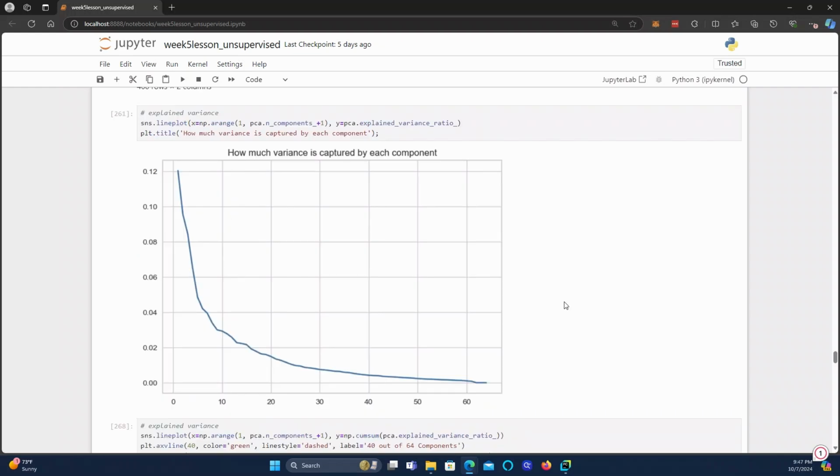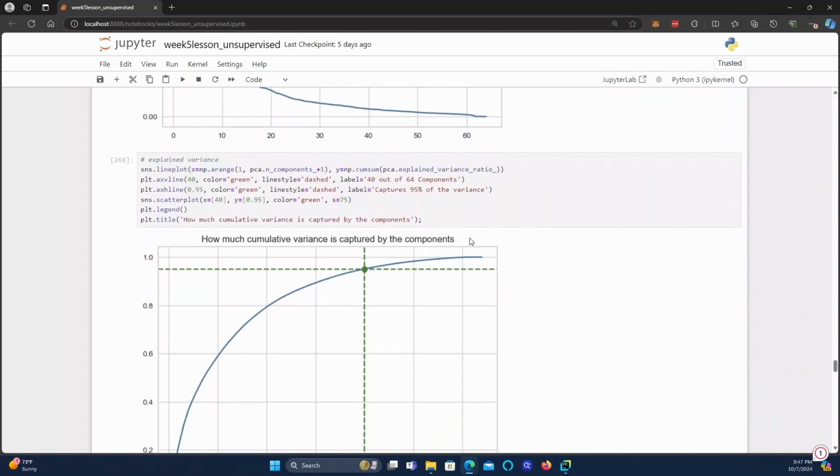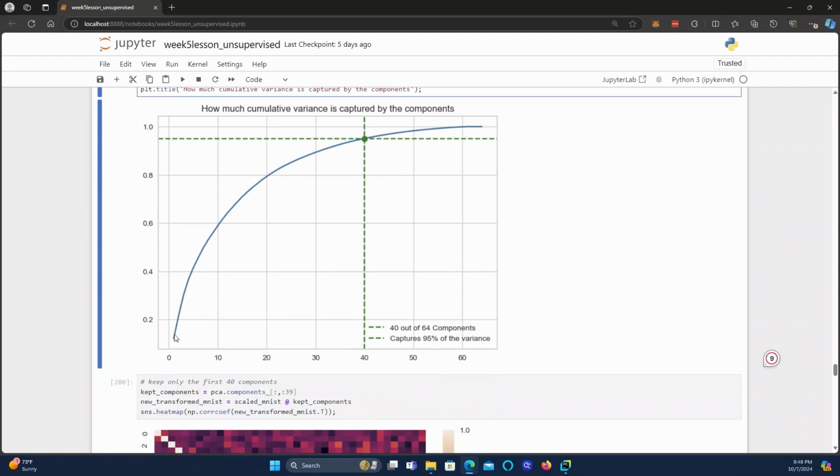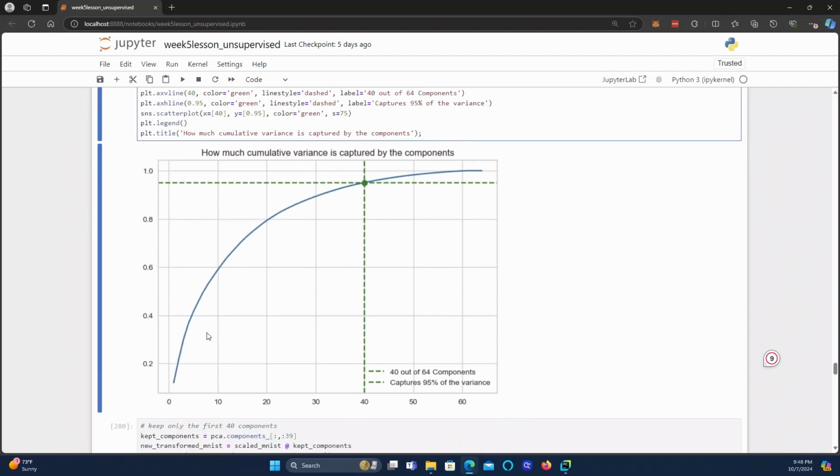Another cool thing you can do with PCA is talk about the amount of variance explained. So this is how much variance is captured by each component. You can see that the first few components capture a lot of variance, and as you keep going, there's less and less variance to capture, and so later components capture less variance. But you can also separate this the other way, and you can use PCA.explained_variance_ratio_, and use the cumulative sum of that to find out how much variance is explained by all of the components up to this point.